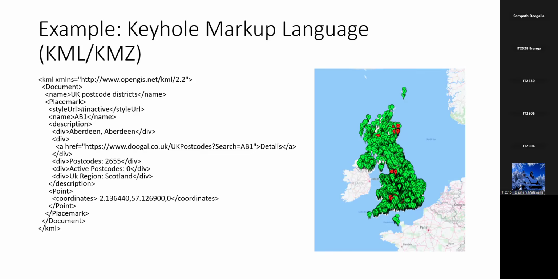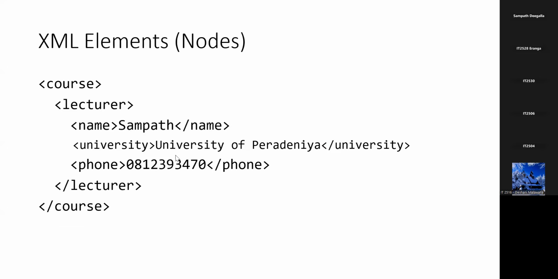So I think now that we have observed some examples, let's understand how XML is structured. We'll start first with the XML elements, the nodes, right? XML elements or nodes are the building blocks of any XML document. For example, you can see here course. So the tag in XML, actually, you can create your own names, right?